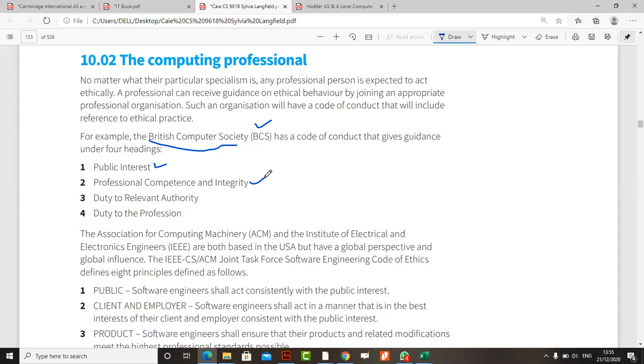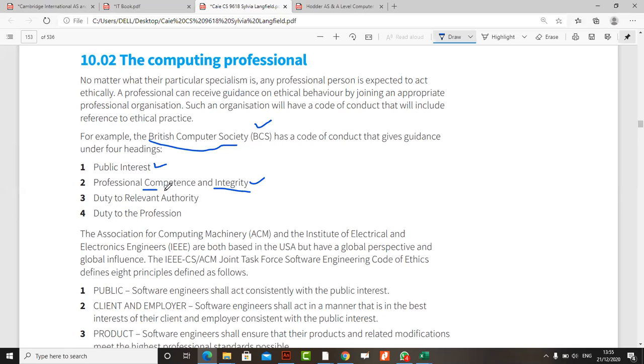Okay. The reason why we talk about integrity is because the integrity of the organization, of the company, is of utmost importance. Obviously, your integrity is also very important. So we, being professional computer science individuals, have to make sure that we maintain professional competence and integrity.